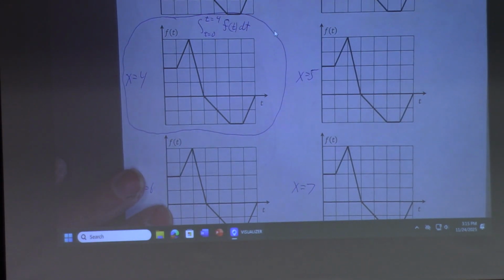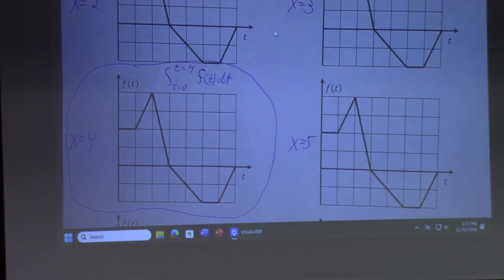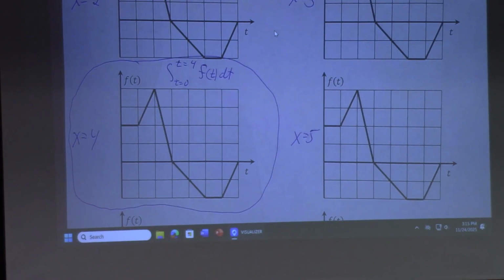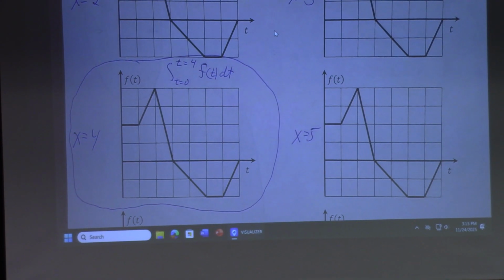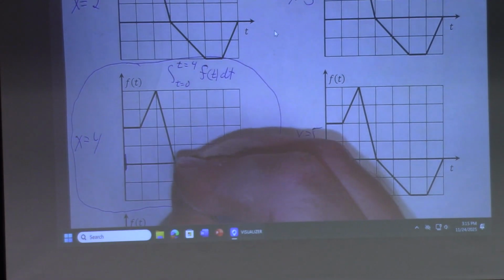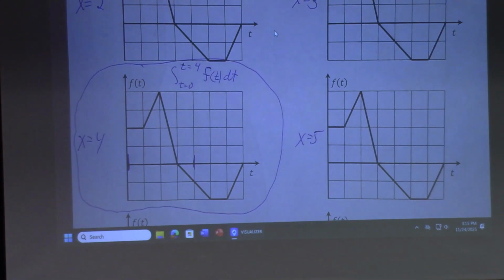So that's what we're going to be figuring out, is the value of that area. And that area is going to be what we put in that table. So let's figure it out. On this graph, here's t equals 0, here's t equals 4. We have to figure out the signed area.